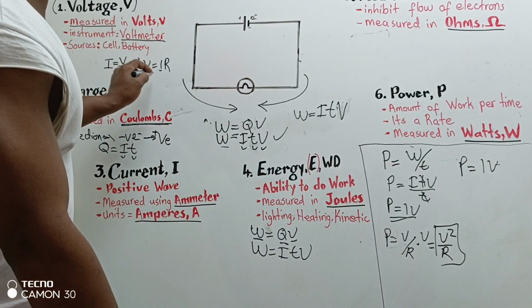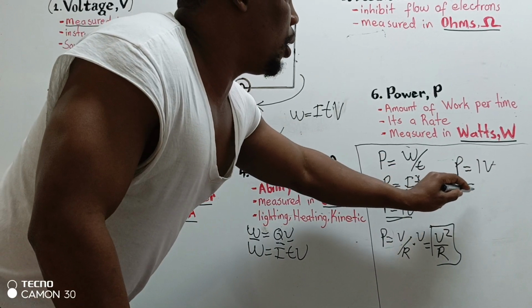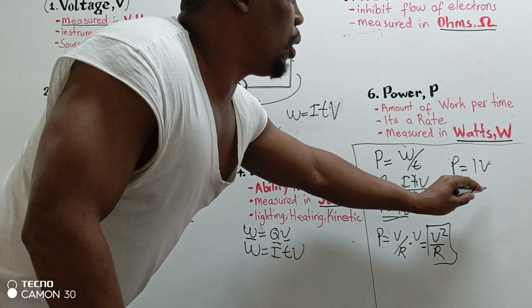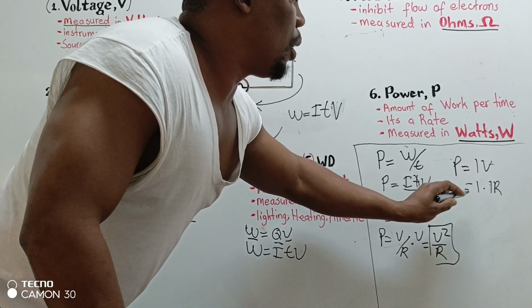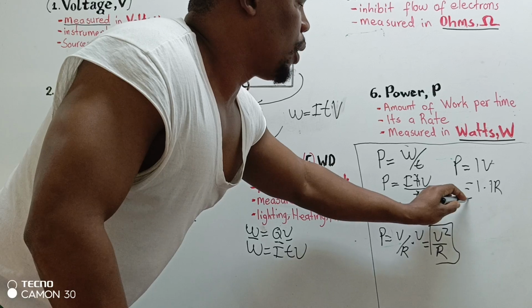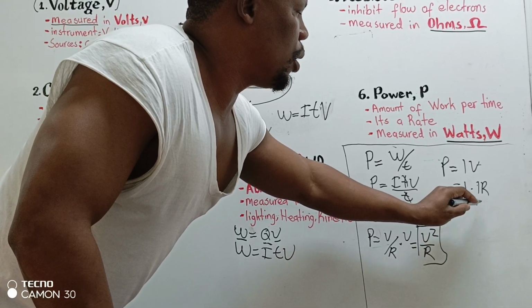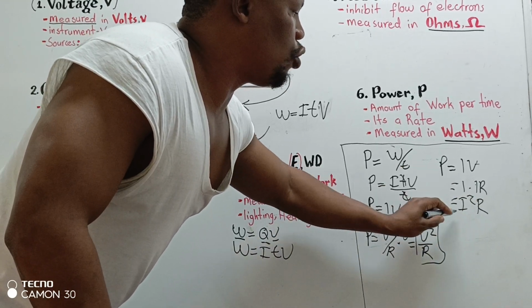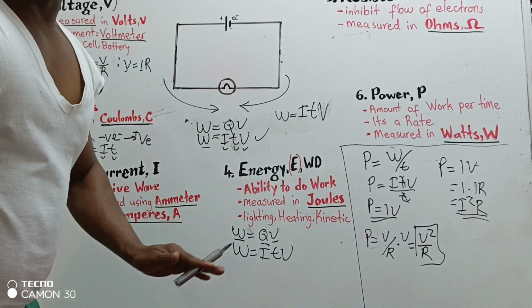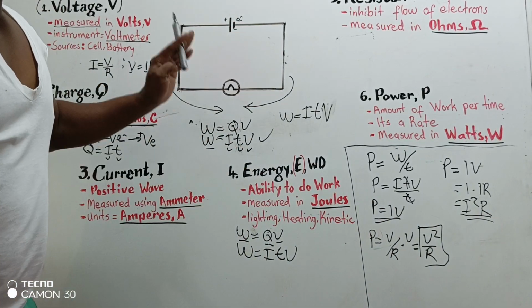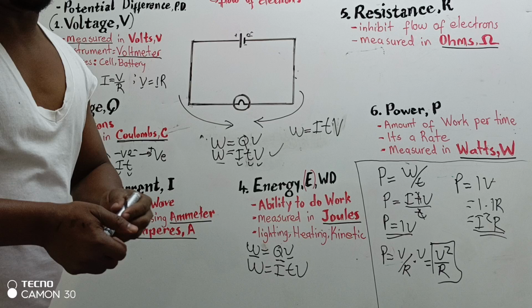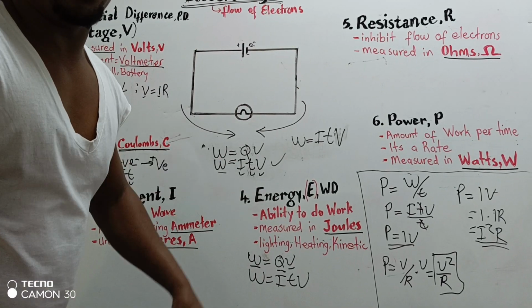The last one: V equals IR. So power equals IV, then I times IR gives I squared times R. So power equals I squared R. So those are the only formulas that we are going to use to calculate the coming questions.